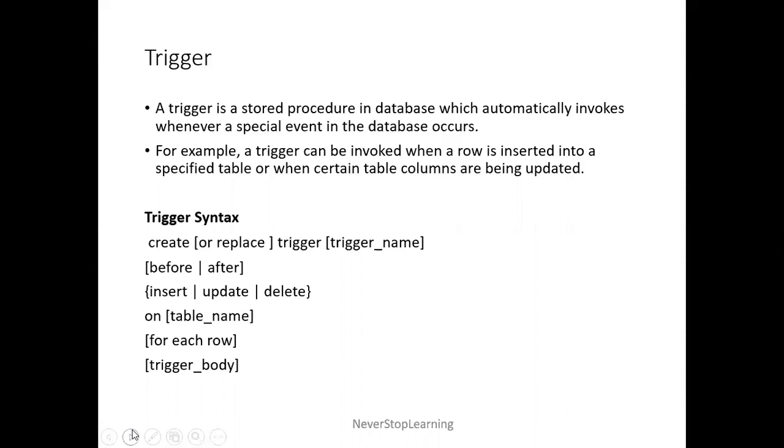For each row specifies a row level trigger, that is, the trigger will be executed for each row being affected. And at last we have the trigger body. This provides the operation to be performed when the trigger is fired. So when the trigger is fired, all the code, all the statements that the trigger will execute, we write in the trigger body.